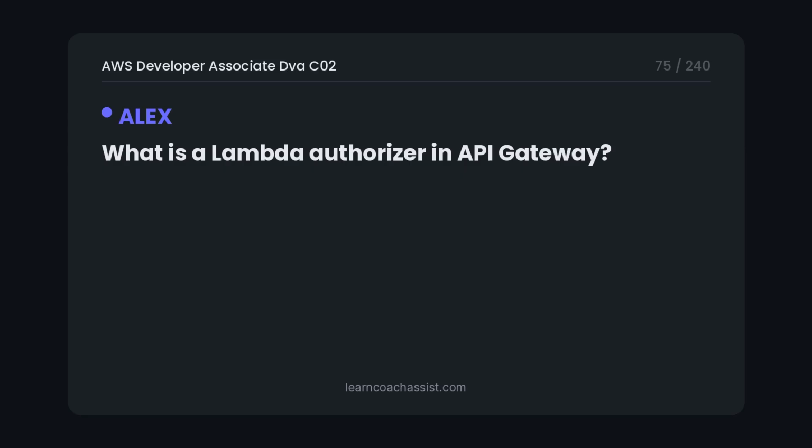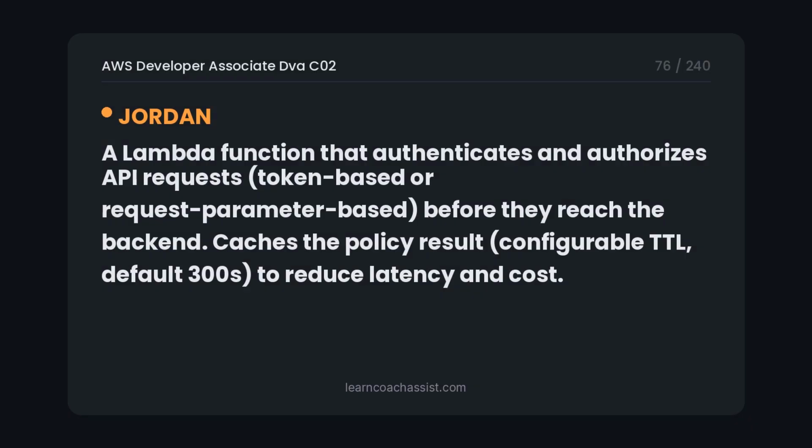What is a Lambda authorizer in API Gateway? A Lambda function that authenticates and authorizes API requests, token-based or request parameter-based, before they reach the backend. Caches the policy result, with configurable TTL, default 300 seconds, to reduce latency and cost.